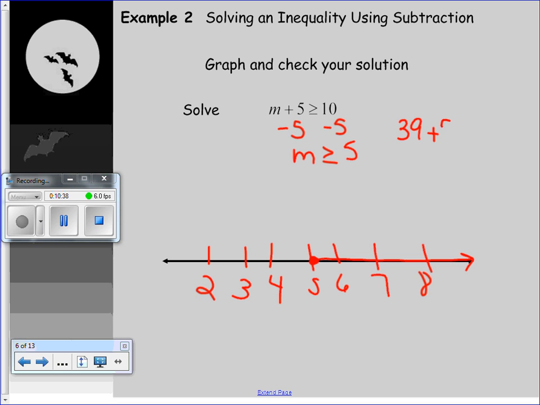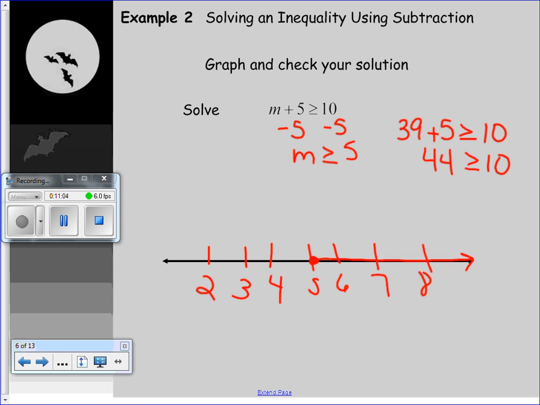39 plus 5 is greater than or equal to 10. Charlie, what is 39 plus 5? 44. Is 44 greater than or equal to 10? So it is true. So that inequality is correct. And we can check that because any number on our graph that's greater than or equal to 5 will make this inequality true.